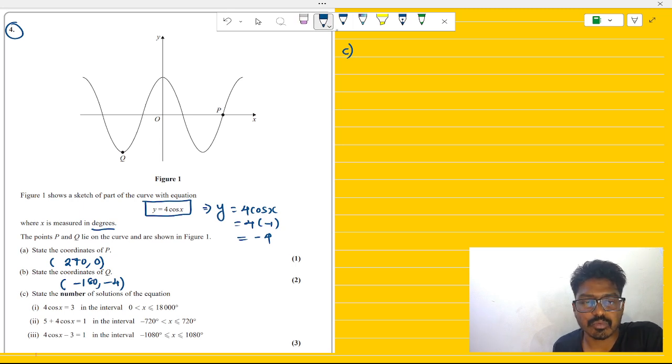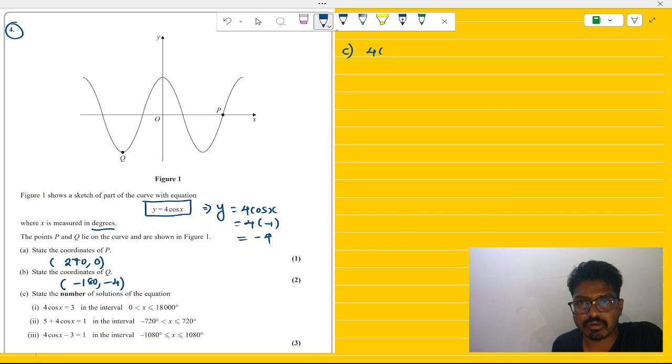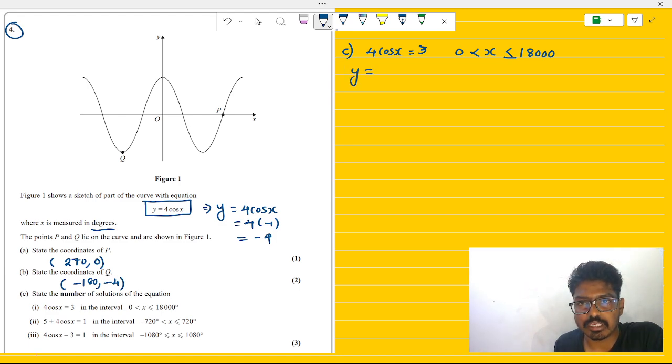Now we have to state the number of solutions. The number of solutions is how many points it touches for the given interval. So we have 4 cos x equal to 3 in the interval 0 less than or equal to x less than or equal to 18,000. Let us see what the given equation is. We know that 4 cos x equals 3, which means y is equivalent to 3.